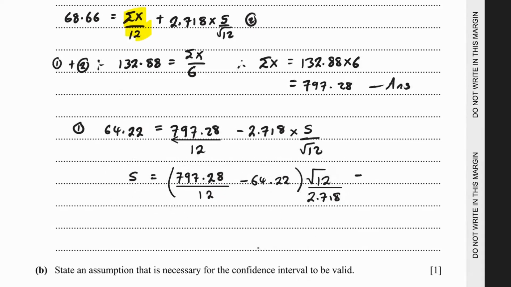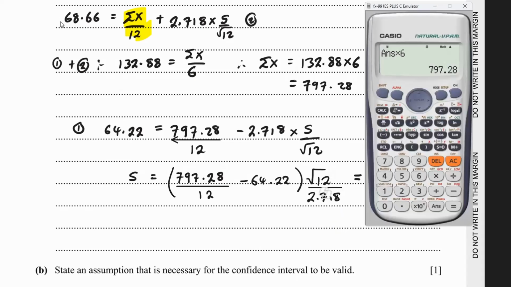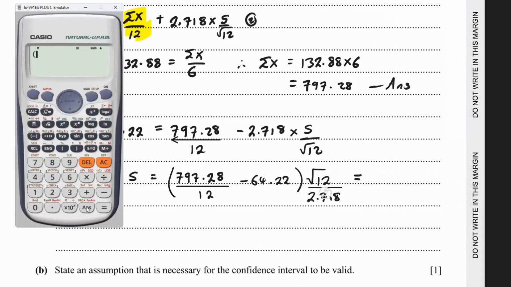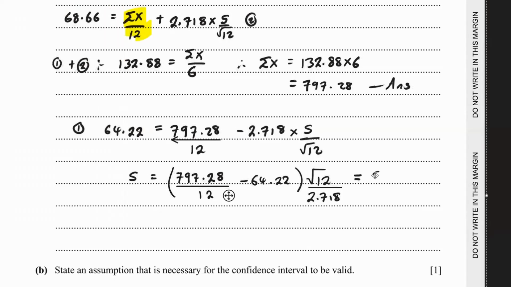Let me put it up here and let's do the calculation for s. It's going to be 797.28 over 12, minus 64.22, times root 12, over 2.718, and that gives us 2.8294. So that's the value we're getting for s.